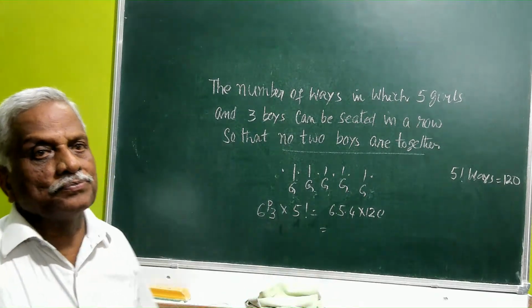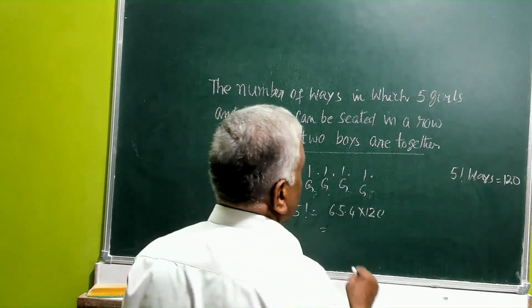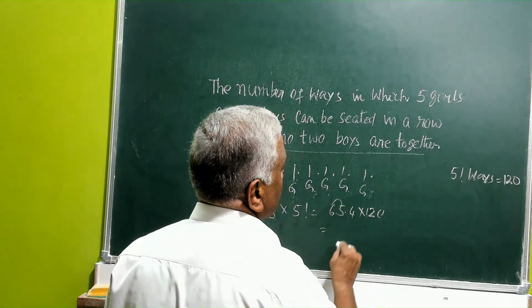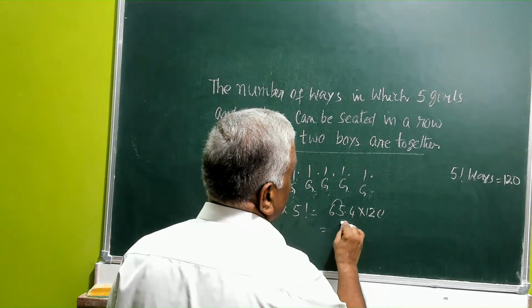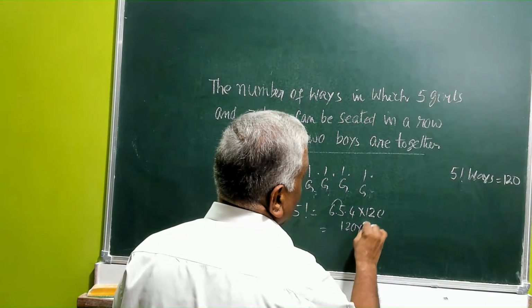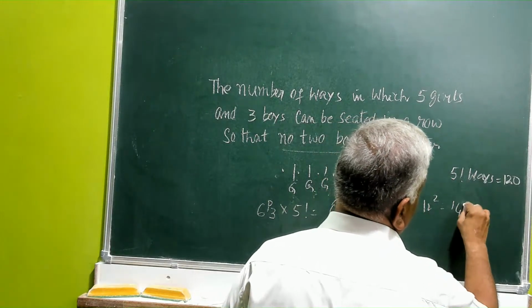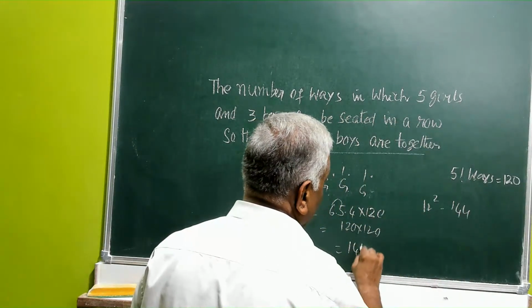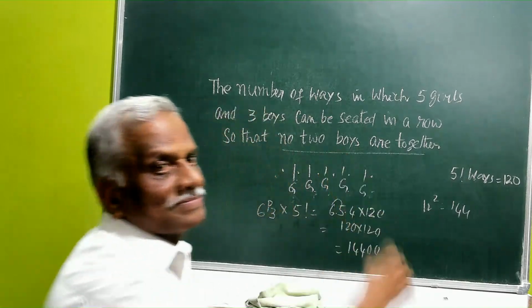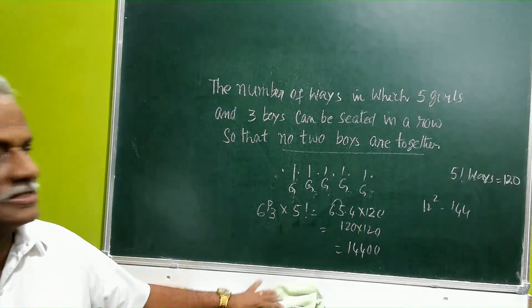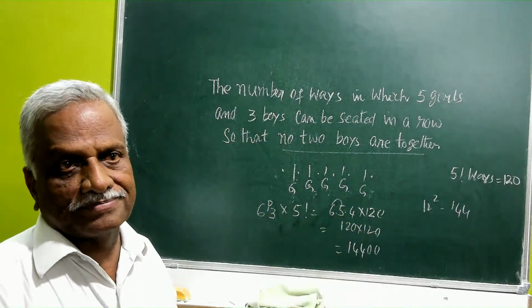What is the answer? How to multiply this? So this is 30. 30 into 4 is 120. 120 into 120. 12 square is 144. So therefore this is 14400. This is a simple way of multiplying it.